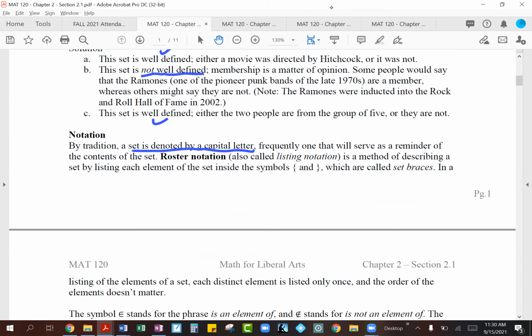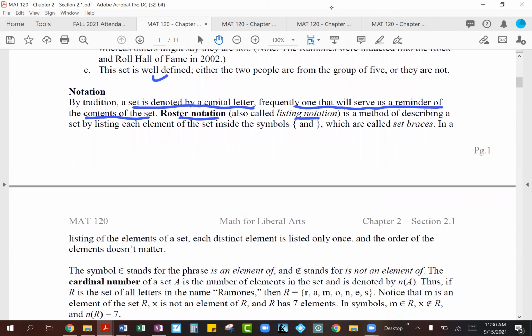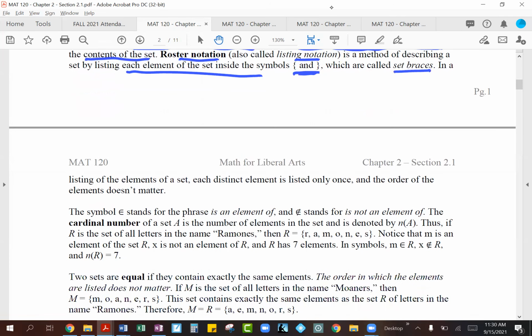So they're saying, pick a letter that will frequently remind you of the contents of the set. So a notation that will serve as a reminder. We are talking about roster notation, or a listing notation. And this is where you take each of your elements that fall inside the set, and you actually put it in a set of braces. So, curly brackets or whatever you want to call them. These are called set braces.